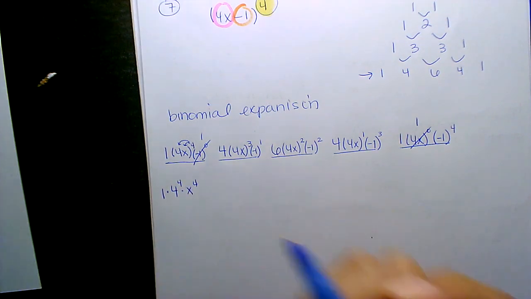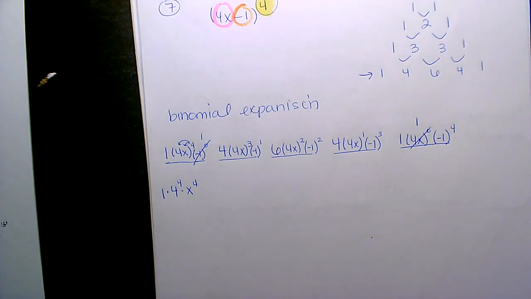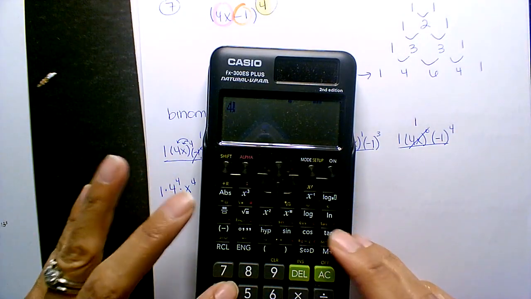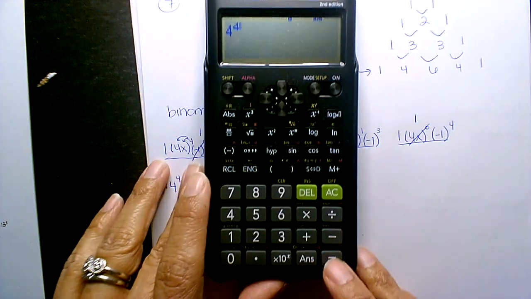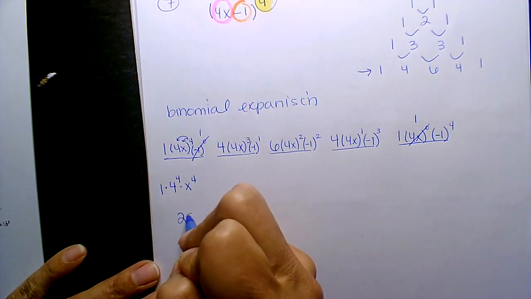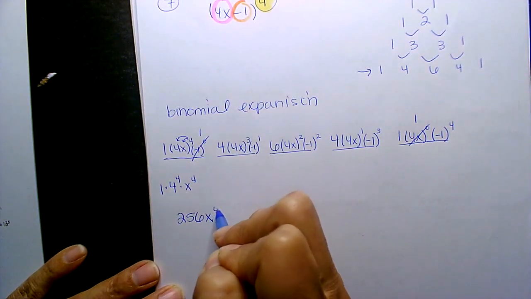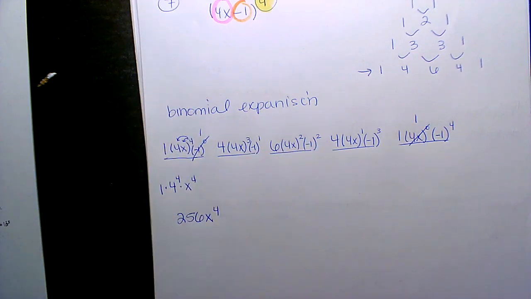Okay, and so 4 to the 4th power, on my calculator, is 256. So I get 256 x to the 4th. And so at least I'm done with the first term, and now I just need 4 more.